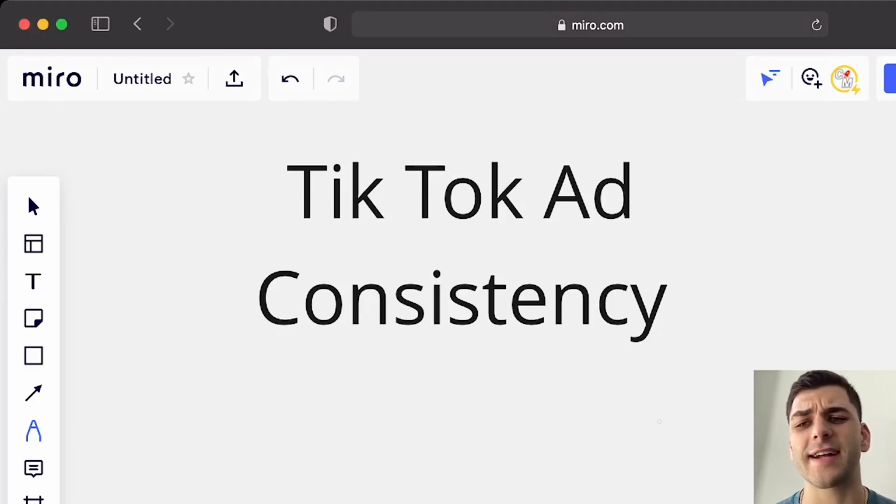So just TikTok ad consistency in general. I'm gonna be talking more so than just showing you on the manager. It's more so just the concept rather than a total quick fix.